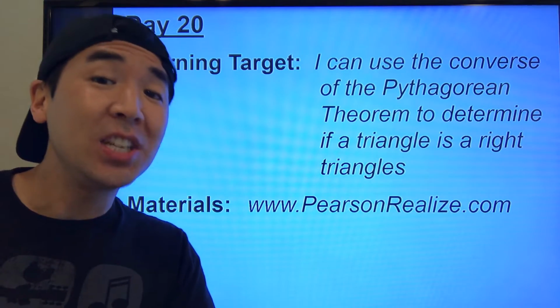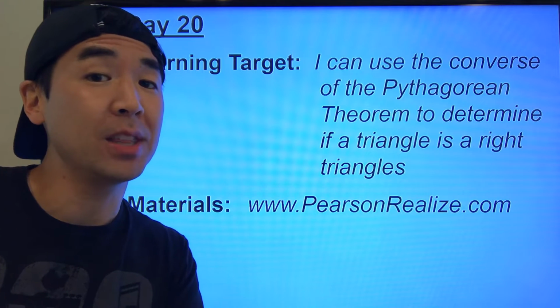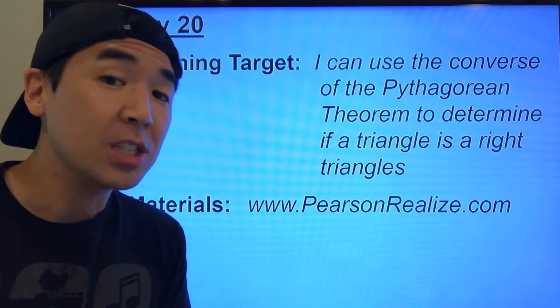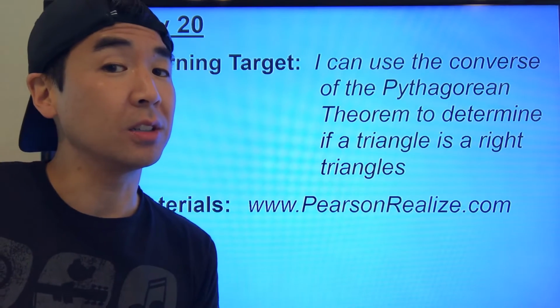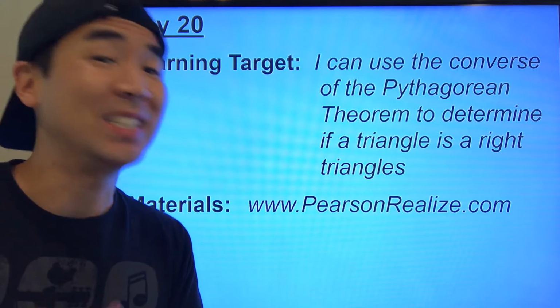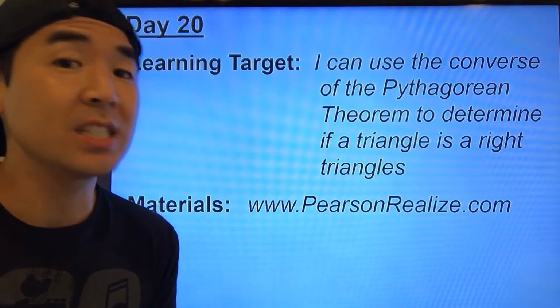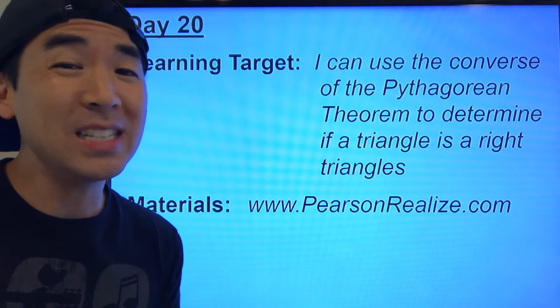Today, we're going to continue working with the converse of the Pythagorean theorem. Remember, if a squared plus b squared equals c squared, then you have a right triangle. But if a squared plus b squared doesn't equal c squared, then it's not a right triangle. So pretty easy stuff, right?